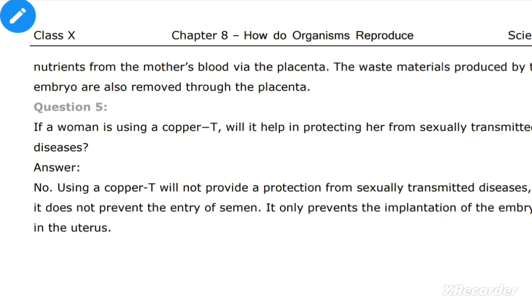Next question: if a woman is using a copper T, will it help in protecting her from sexually transmitted disease? Answer: no, using a copper T will not provide protection from sexually transmitted disease as it does not prevent the entry of semen. It only prevents the implantation of the embryo in the uterus.